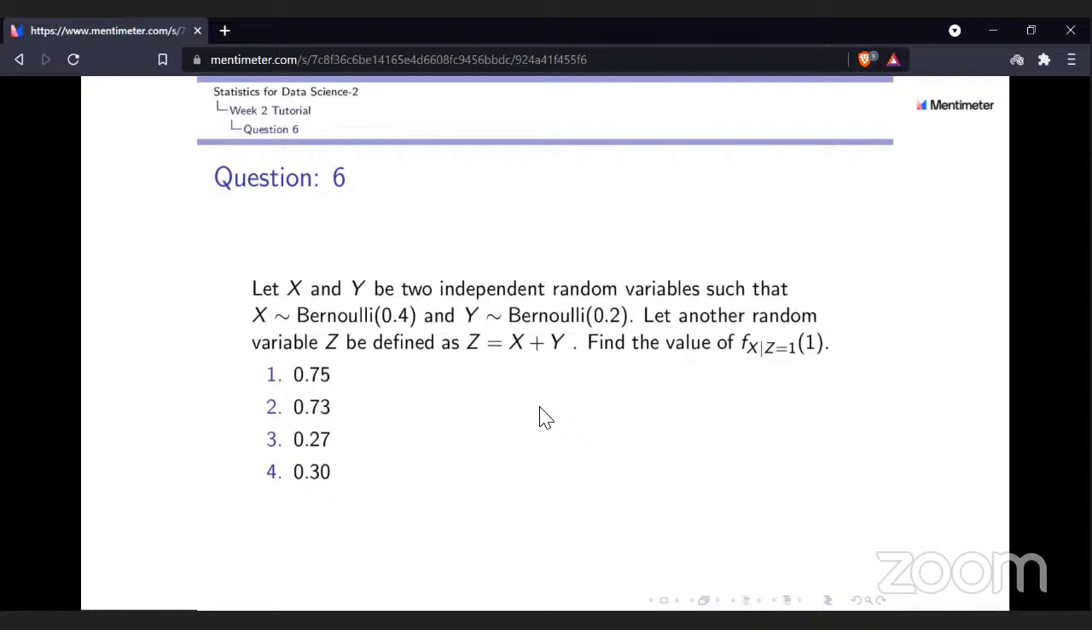So yeah, right. Yeah, that is a correct explanation.